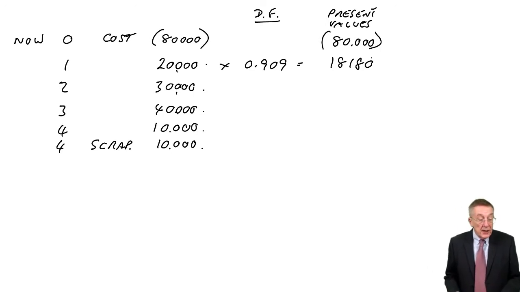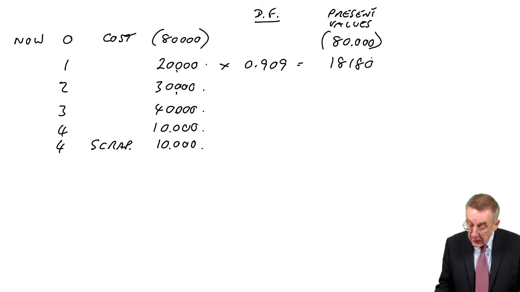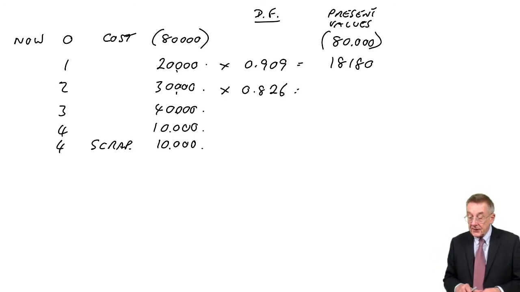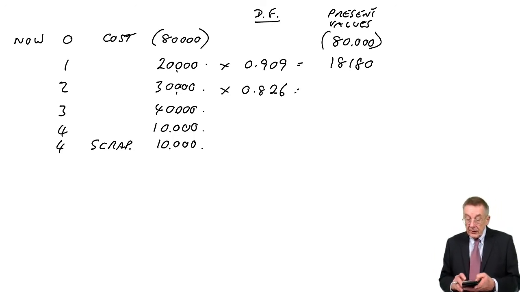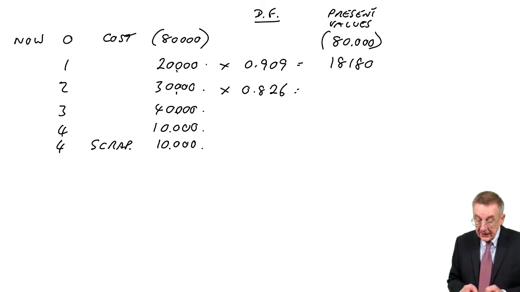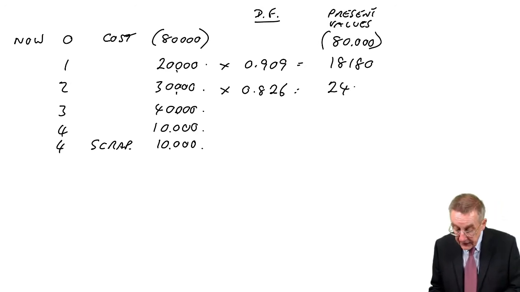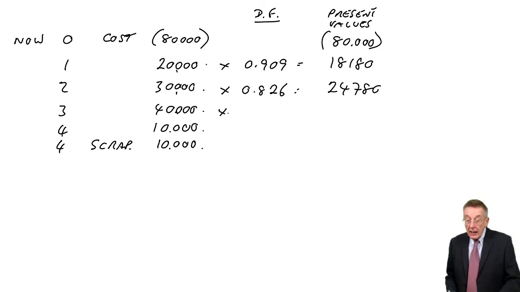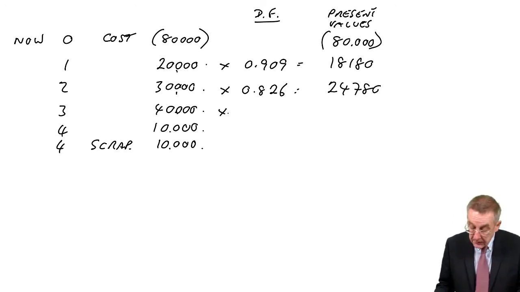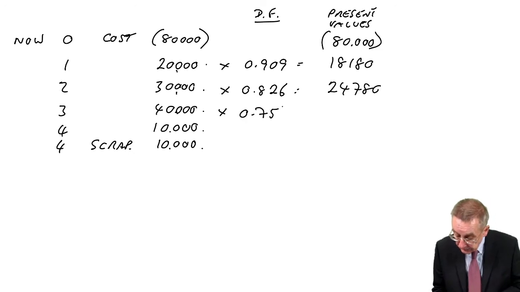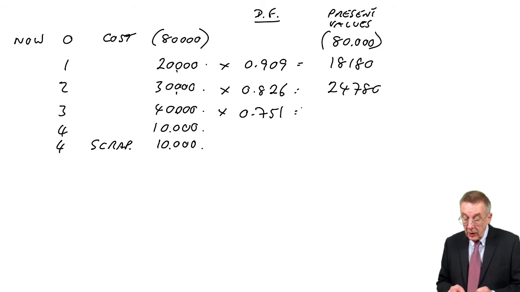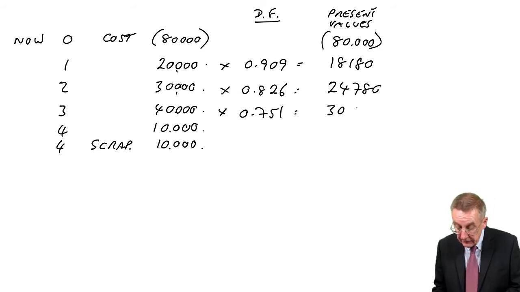Similarly, 30,000 in 2 years. Multiply by the 2-year discount factor at 10%, which is 0.826. 30,000 times 0.826 is 24,780. For 3 years, the factor is 0.751. 40,000 times 0.751 is 30,040.